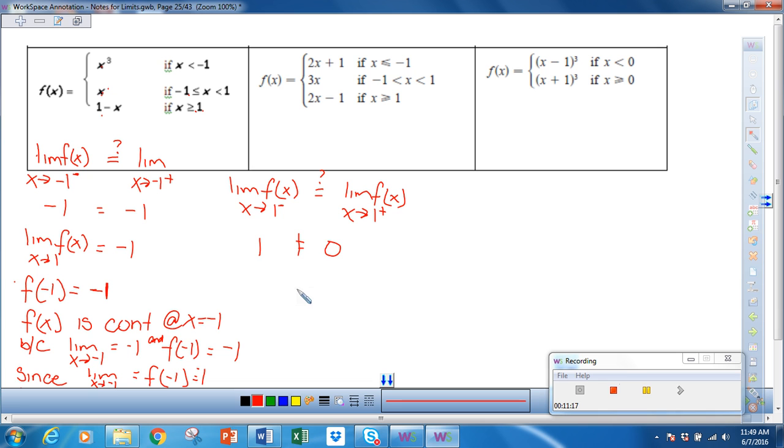It has already failed, so we can stop and we can say the function, so f of x, is not continuous at x equals 1 because the limit does not exist. So once it fails one part of it, you don't have to test the other part.